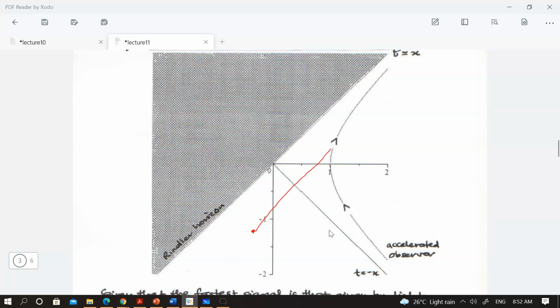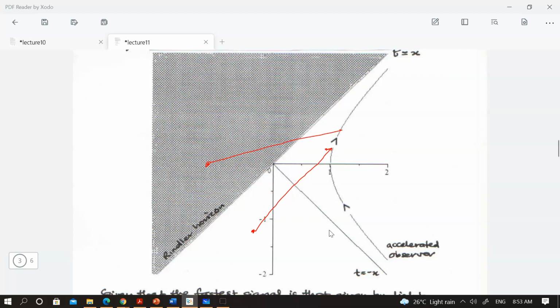I can essentially communicate with this accelerated observer. But once I'm inside this shaded region, or even at this boundary here, I won't be able to send a signal to this observer. If I do, for example, over here, in order for me to send a signal that reaches the observer, I will have to draw a line in this way.